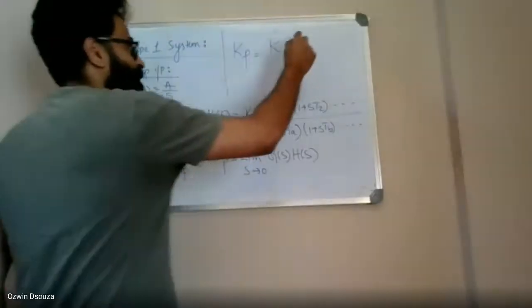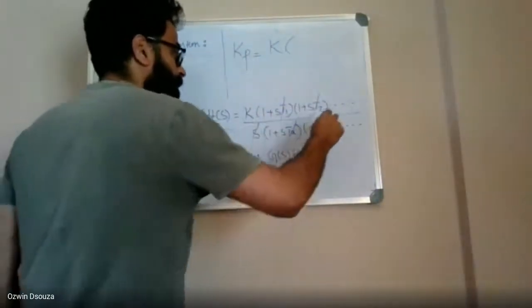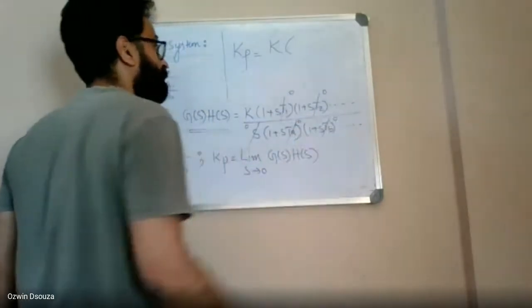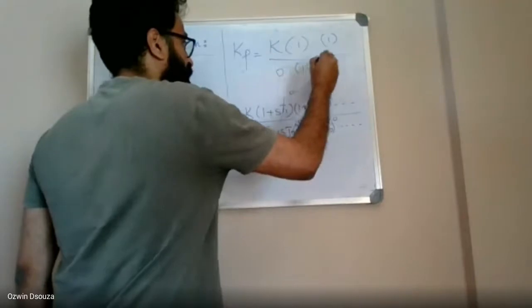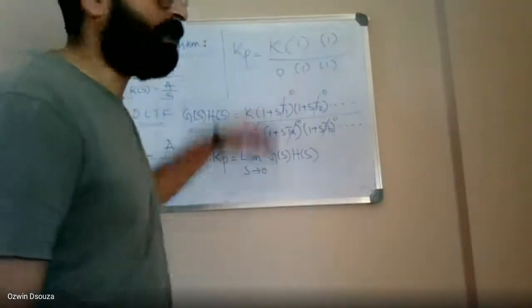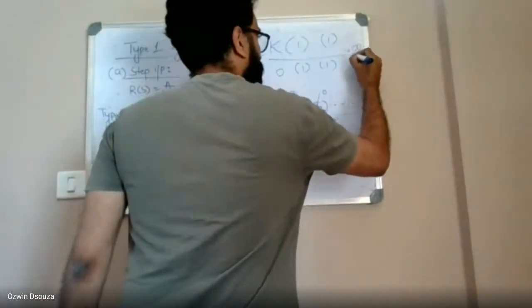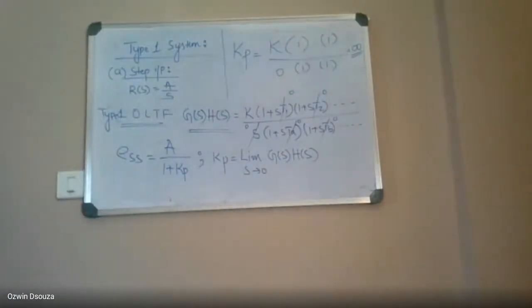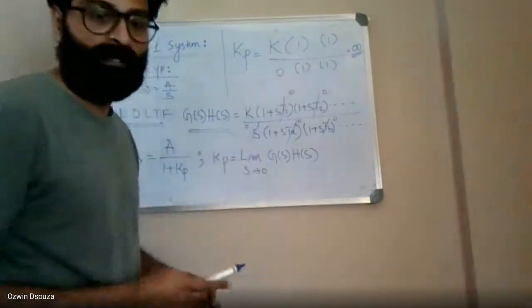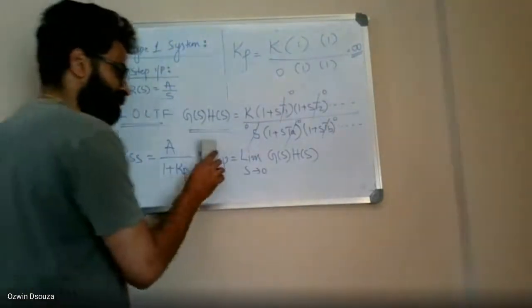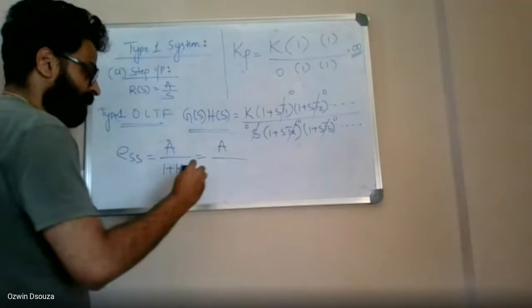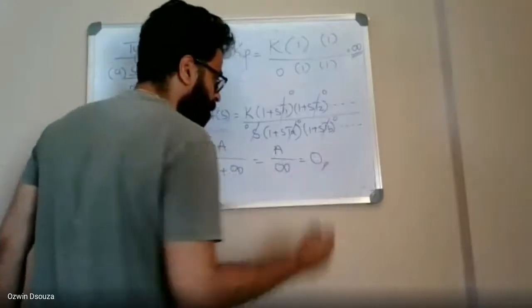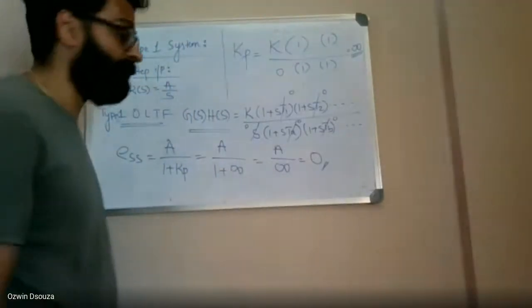So it's infinity. Kp is equal to K into, all these terms become 0, so Kp is equal to K into 1 into 1 divided by 0 into 1 into 1. So basically you get a K by 0 form, which is nothing but infinity. So the positional error coefficient for a type 1 system is infinite. When the positional error coefficient is infinite, what happens to the steady state error? Steady state error becomes A divided by infinity, which is 0. Dividing a finite amplitude by an infinite value gives a 0 value.